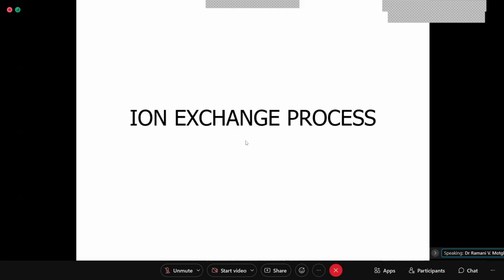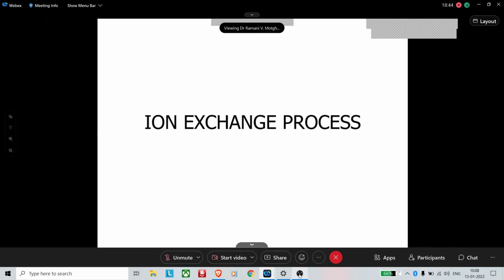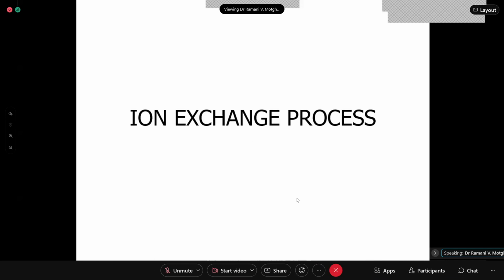Before that, lime soda process. Okay, so external treatment, lime soda and zeolite we have covered. Now today we will see ion exchange.